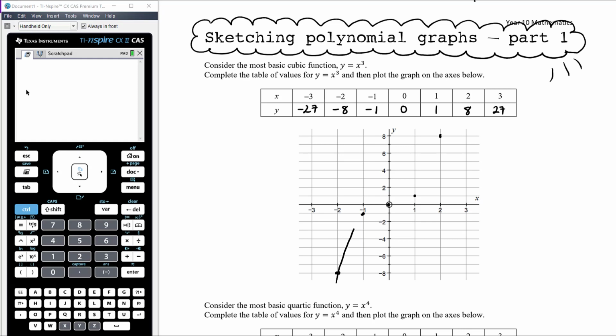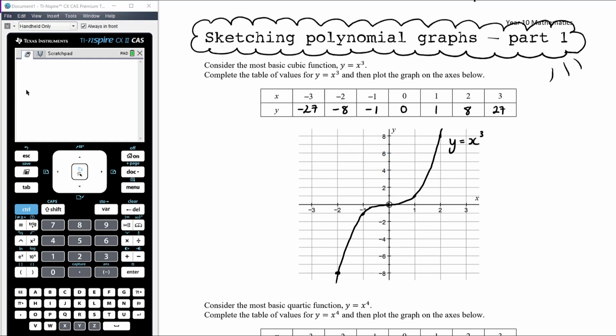And so if we join these points up, we actually get a graph that looks something like this. Let me fix that. And this is the graph of y equals x cubed.